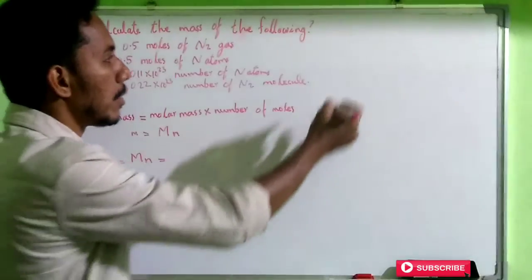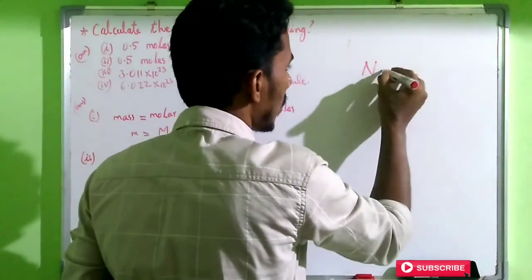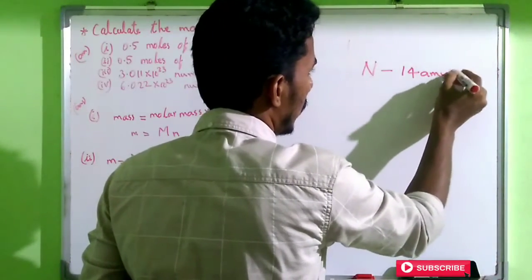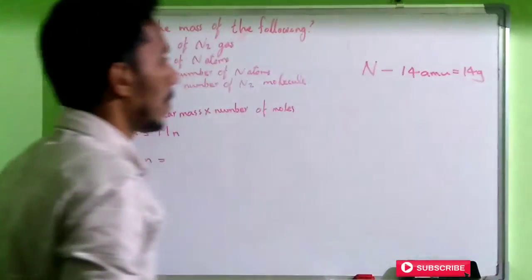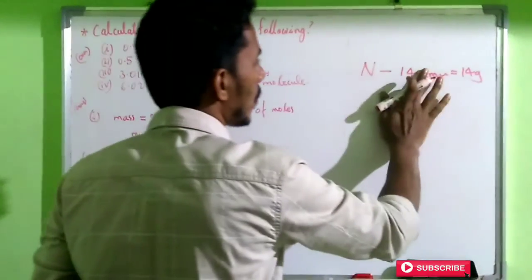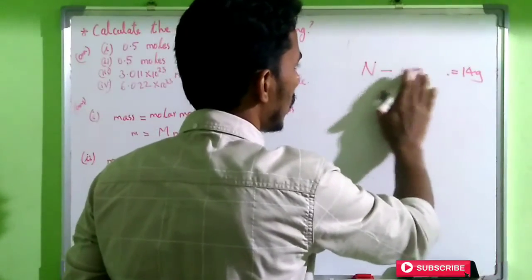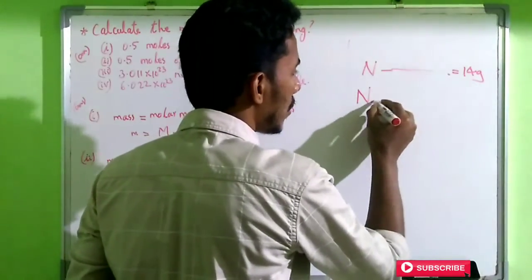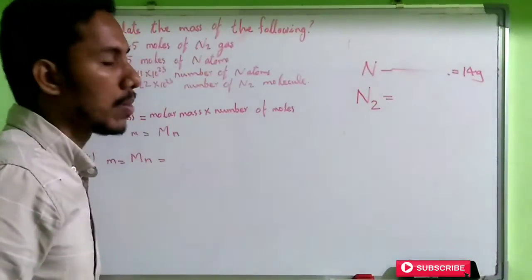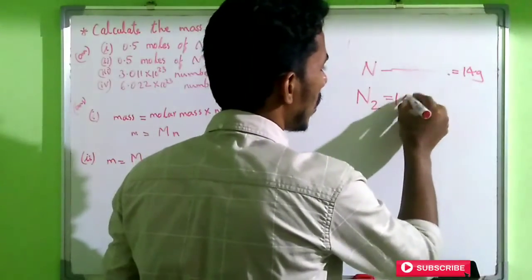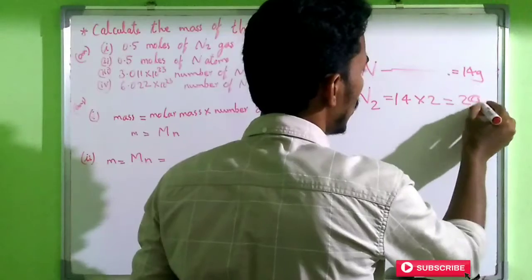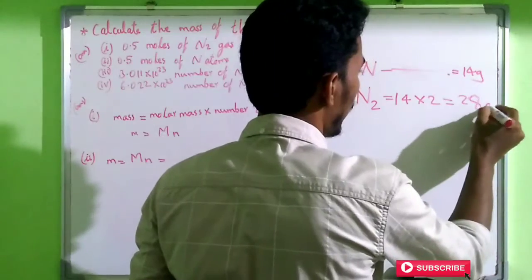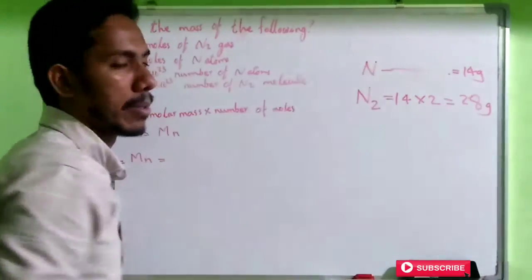What is the atomic mass of nitrogen? Atomic mass of nitrogen is 14 u, or gram atomic mass is 14 gram. Then molecular mass of nitrogen. One molecule of nitrogen is N2. So N2 means 14 into 2 is equal to 28 gram. 28 gram is the molecular mass, the other is the atomic mass.